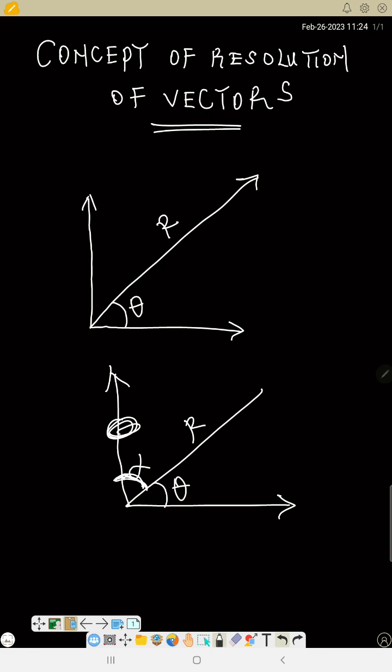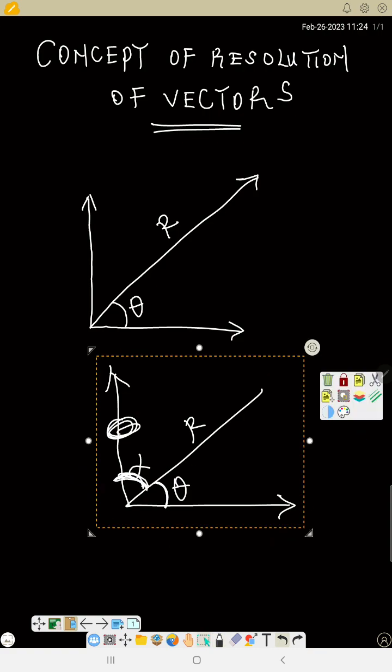So if I mention in a question that the angle is to the horizontal, you should know that it's touching the horizontal. If I say it's to the vertical, you should know that it's touching the vertical. So take note of those points.